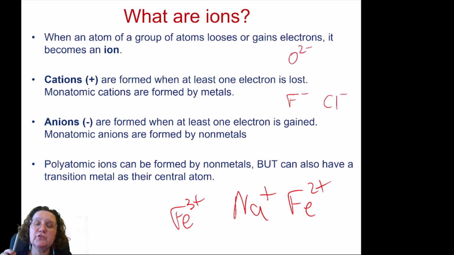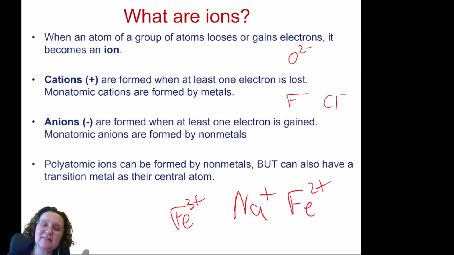Look at how I put the 2 first and then the minus afterwards, because it's read as oxygen with 2 negative charges. That's why you put the 2 in front. And that means that those 2 electrons have been gained. And as all of them, oxygen, fluorine, chlorine, are non-metals. You can have polyatomic ions, which is when you have more than 1 atom.